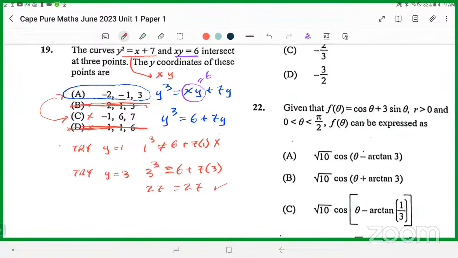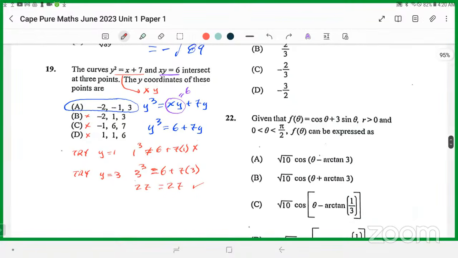And then it doesn't make sense to try the -1, because -1 is on both of them. So you're going to try the -2 or you're going to try the 3. All right, so that's how you'd approach this question. Let's use elimination to get it. All right, let's go.